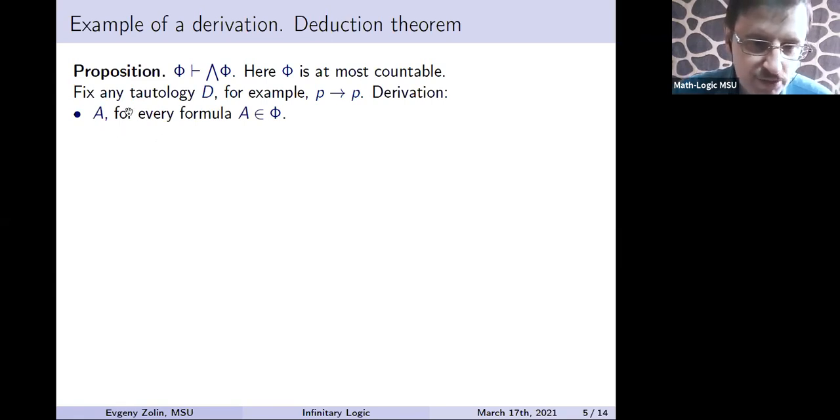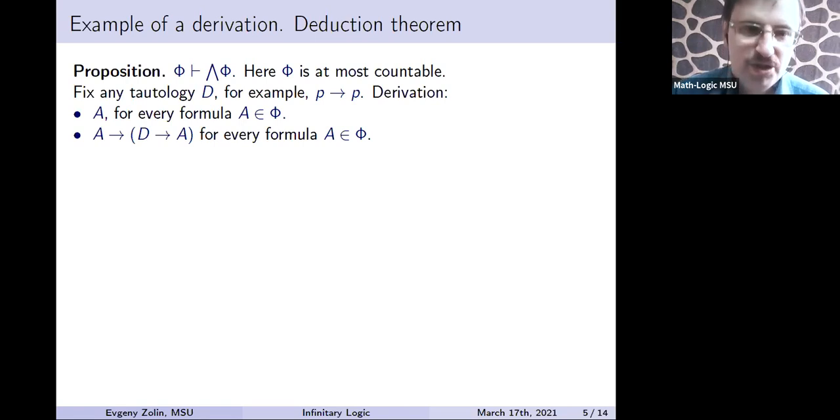Firstly, let us assume that phi is indeed countable. It may be either finite or countable. For finite sets, this is a trivial statement, already known from the usual logic. So let us assume that phi is a countable set. Firstly, we write all formulas from phi, A0, A1, A2, and so on. So we have already omega steps in our derivation. We have written already countably many formulas.